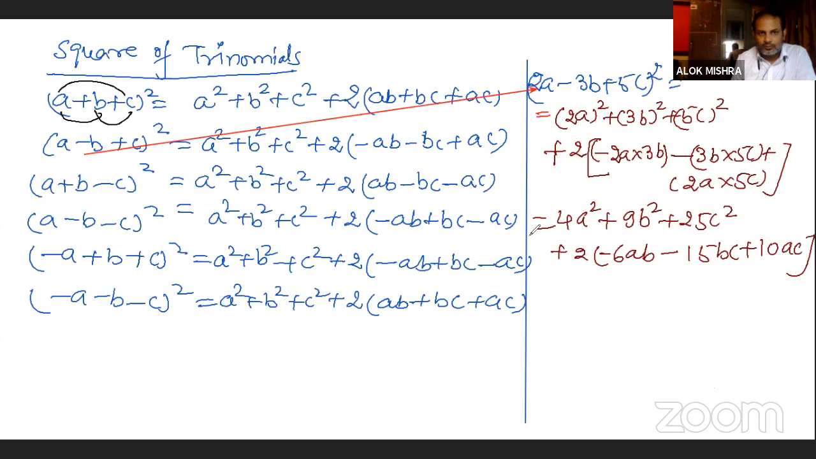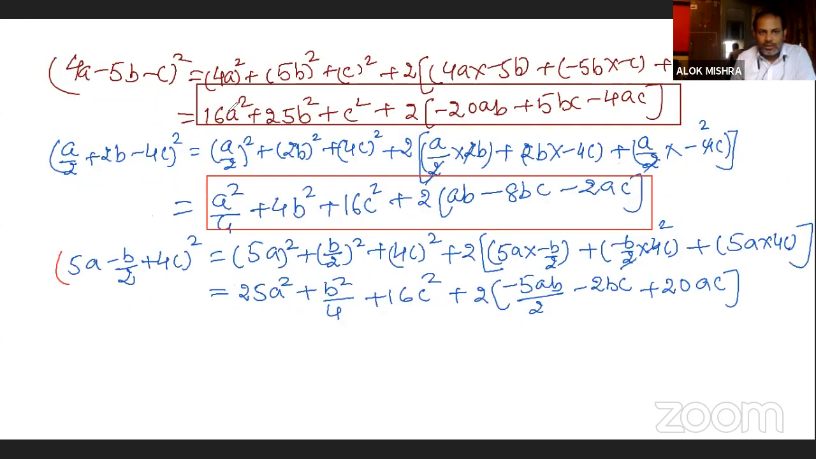So how is the question going ahead now? Let me take one question of this type, or let me come back to the first question which we have solved. This question: I have the terms as 16a square plus 25b square plus c square and so on. So what are the three possibilities?